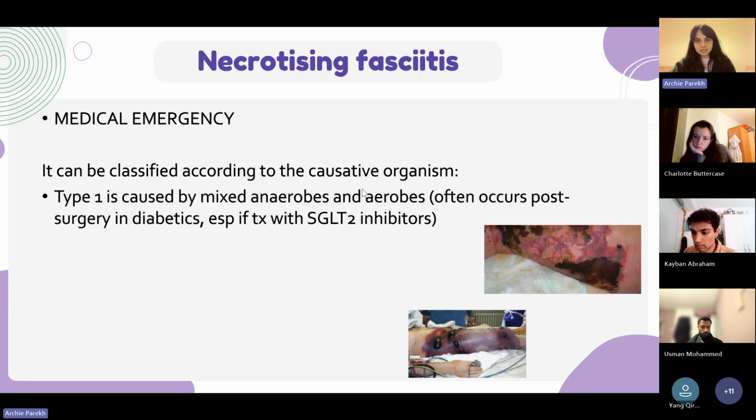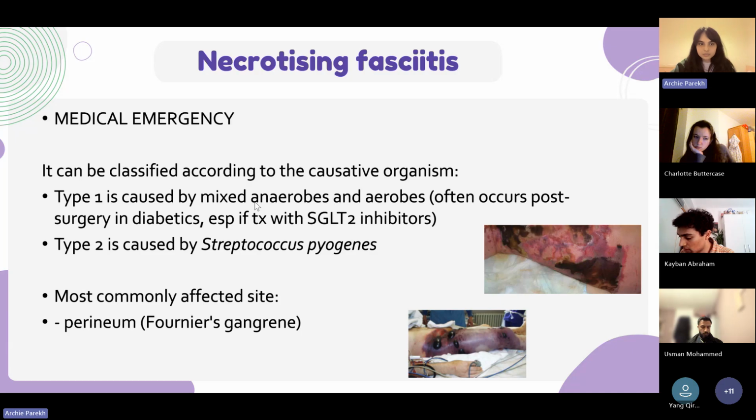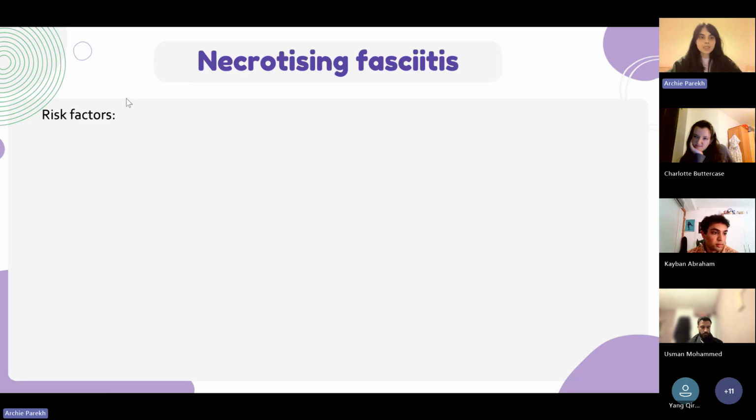And there's different types of it. But it's important to remember that, yes, most commonly it can be caused by streptococcus, but staphylococcus can also cause necrotizing fasciitis. And the most common affected site is the perineum, so Fournier's gangrene. And these are just some beautiful pictures to scare you guys.